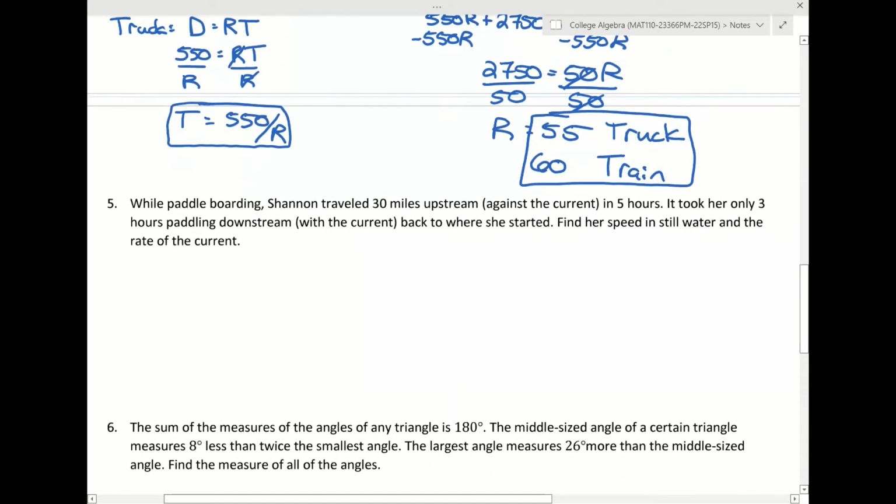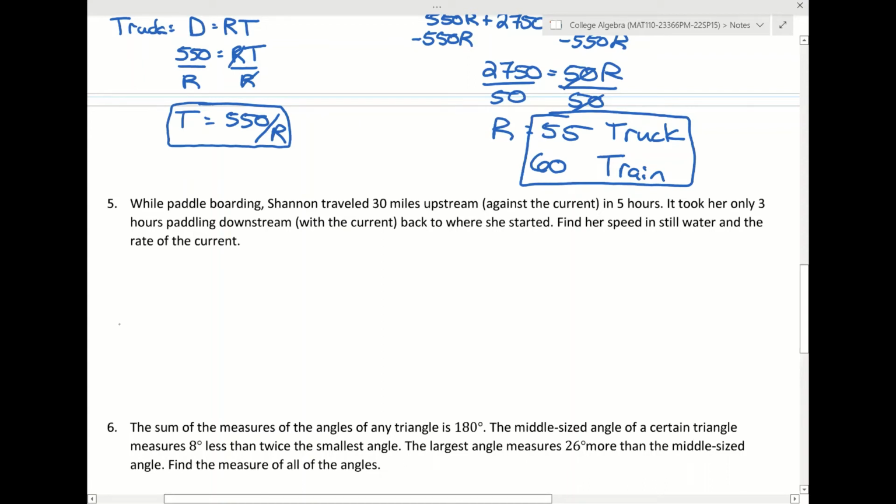While paddleboarding, Shannon traveled 30 miles upstream, which is against the current. And then in 5 hours, it took her only 3 hours paddling downstream with the current back to where she started. Find her speed in still water and the rate of the current. So these are kind of like an evolution from what you had on exam 1. This is a little harder. So let's go ahead and see if we could figure this out.